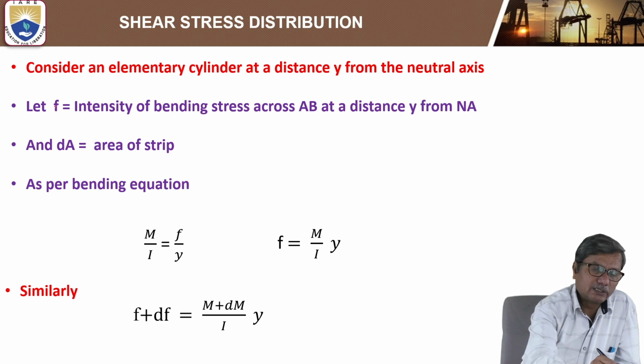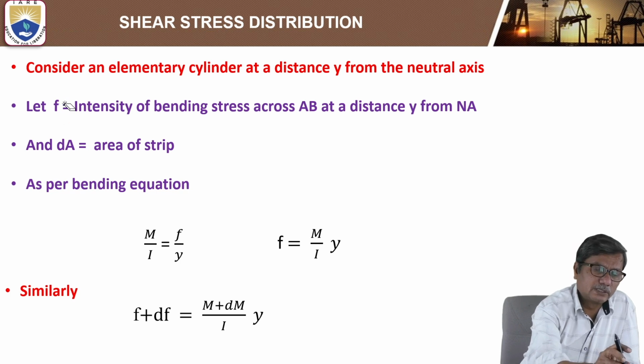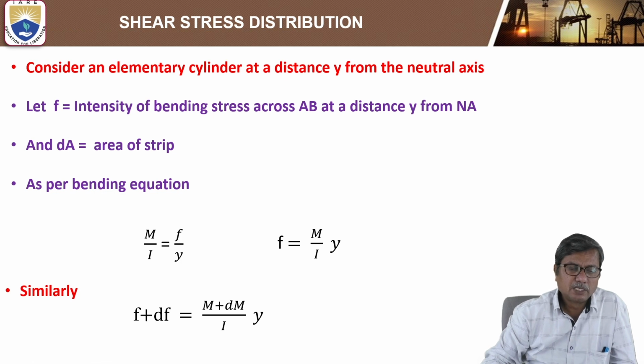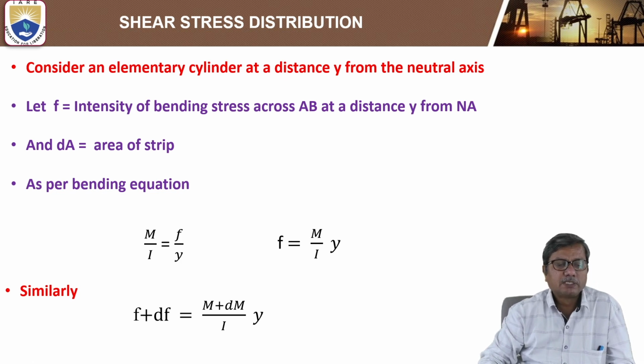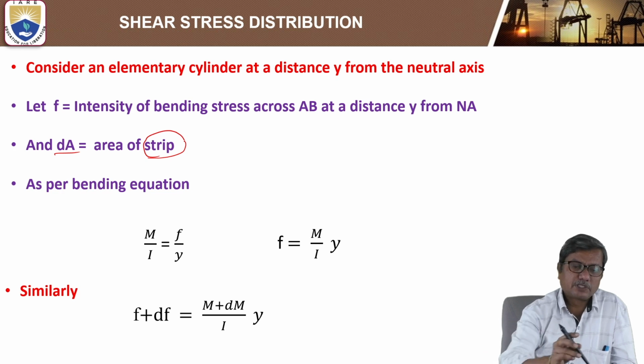Here we are calling it sigma. Sigma is the bending stress at the left end, sigma plus d sigma is the bending stress at the right end, and dA is the area of the elementary cylinder.